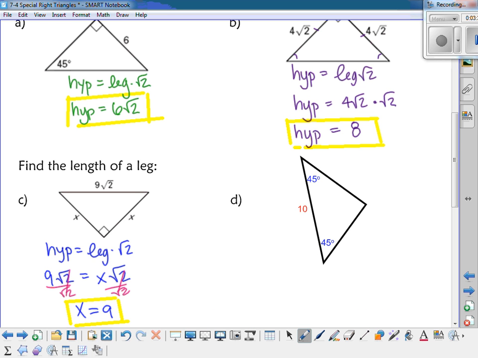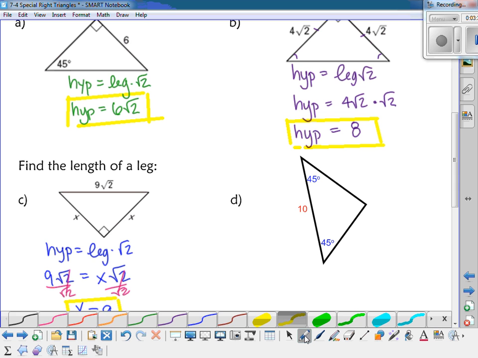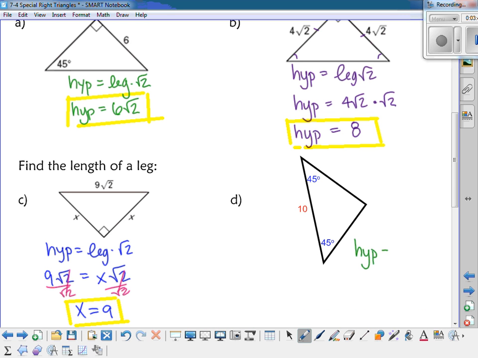And we'll do the same thing on example D. The hypotenuse equals the leg times root 2. I know this is a 45, 45, 90 because 45 and 45 is 90. That leaves 90 degrees for the other angle. So the hypotenuse 10 is equal to the leg, which let's call that y, times root 2. So I divide by root 2 on both sides.